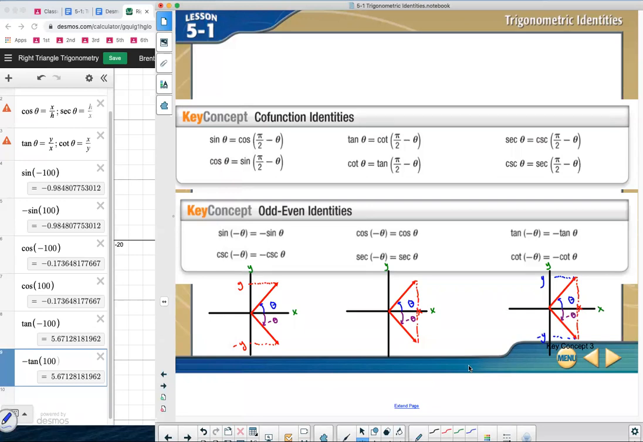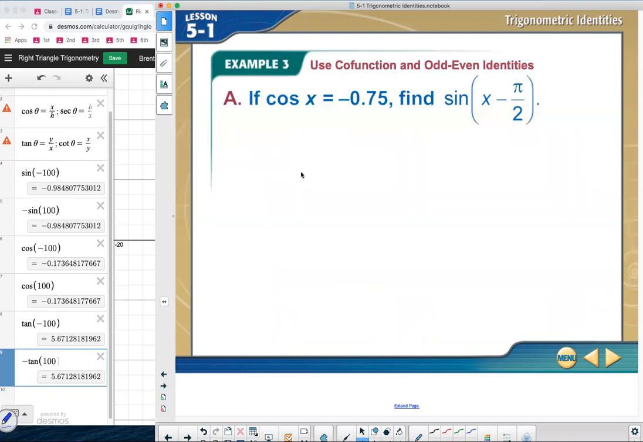So let me walk you through a problem or two using these. It says if cosine x equals negative 0.75, find sine of x minus pi over 2. I'm about to show you a shortcut way of how to do this in the calculator moving forward. But as I told you on example 4, we start getting real chapter 5 problems. This is kind of an intro to chapter 5. So basically, we want to know what sine of x minus pi over 2 will equal if cosine of x produces negative 0.75. So here's how we would do this.